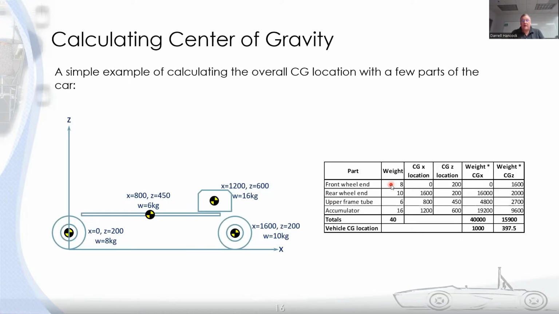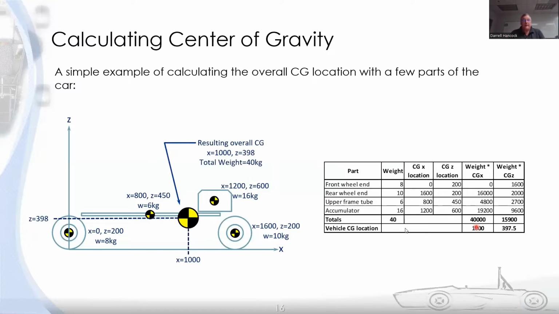You take the weight of each part here, this center of gravity location of those parts in X and Z, and you could do Y as well. And then you multiply the weight of the part by the center of gravity X location and by the center of gravity Z location. You sum those up, you get the total of the moment, the weight times the center of gravity, the total of the weight, divide those two, and you find the center of gravity location of your vehicle, which in this example is here at 1,000 millimeters X and just under 400 millimeters in Z.